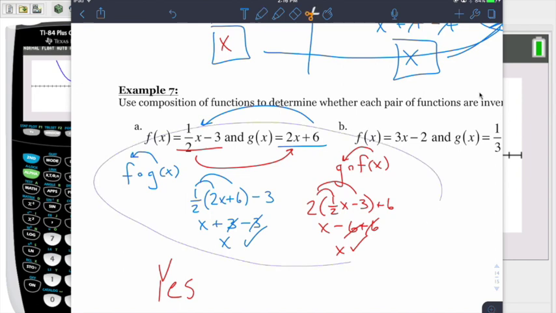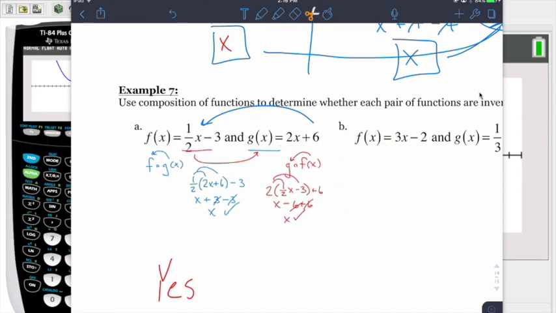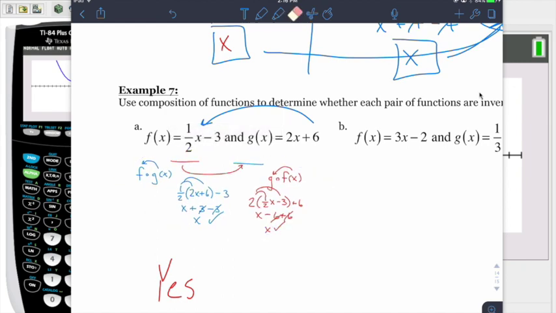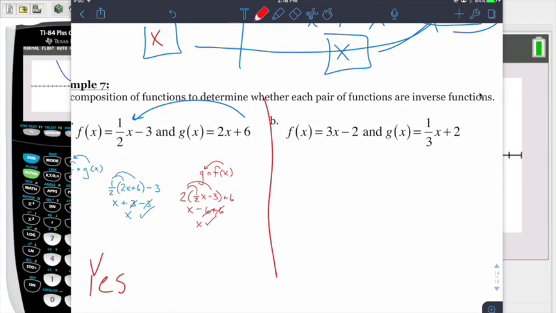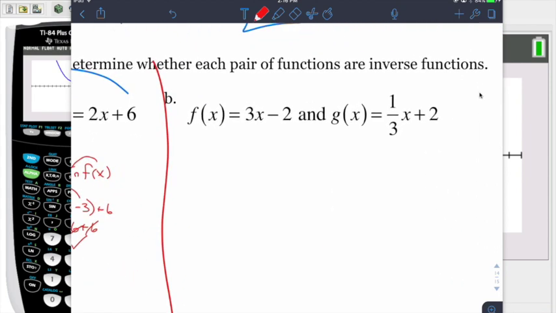Here's what I'm going to do. I'm just going to circle that. Move that over. Okay, and then let's see here, part B. Maybe this one doesn't work. I'm not sure. So let's do f into g(x) first. So we're going to go 1/3 and then 3x minus 2 and then plus 2.